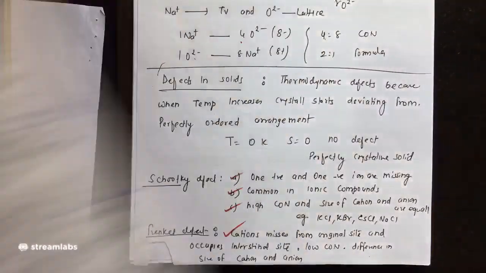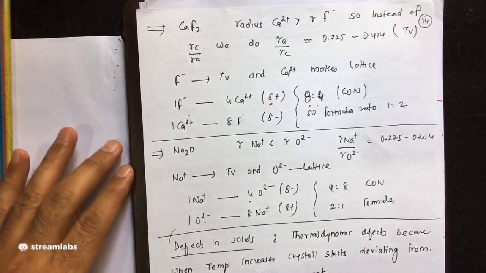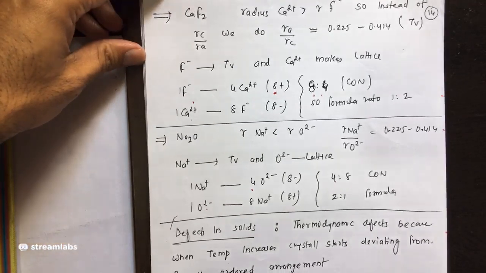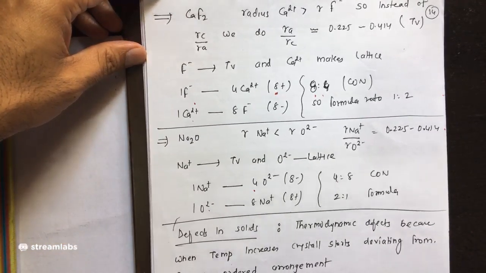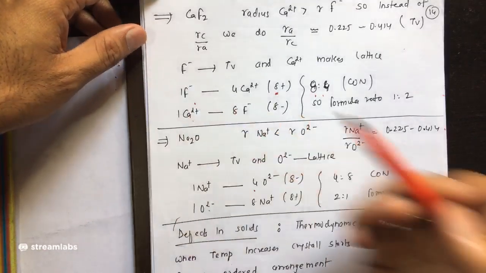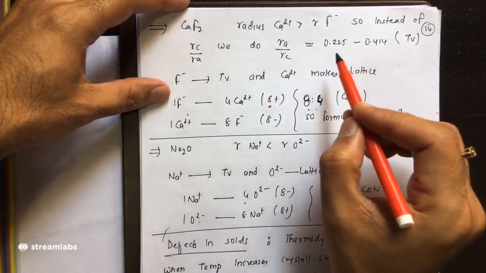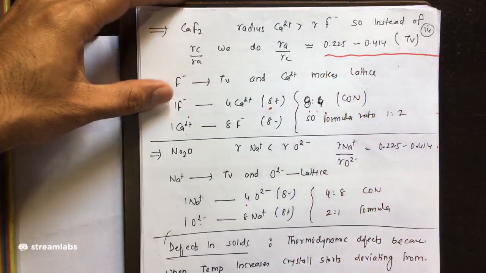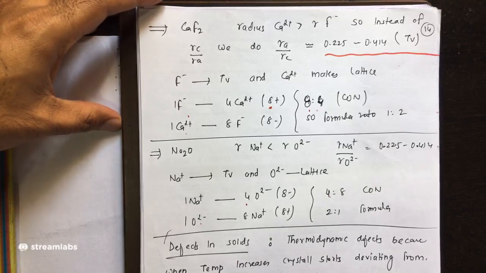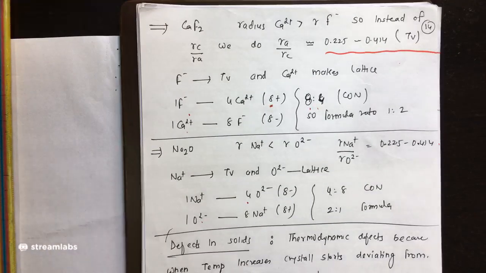Next we come on to calcium fluoride. In calcium fluoride, who makes the lattice? Here is the reverse case actually. In calcium fluoride, the size of calcium ion is greater than the fluoride ion. Cation is bigger than the anion. So instead of doing Rc by Ra, what we'll do is Ra by Rc. And that value again comes out to be 0.225 to 0.414. So tetrahedral void only. So who will go into the void, dear students?